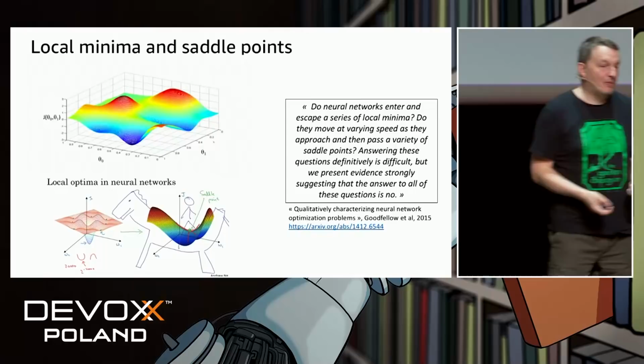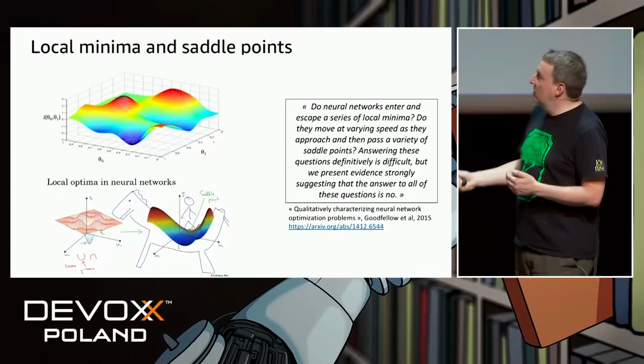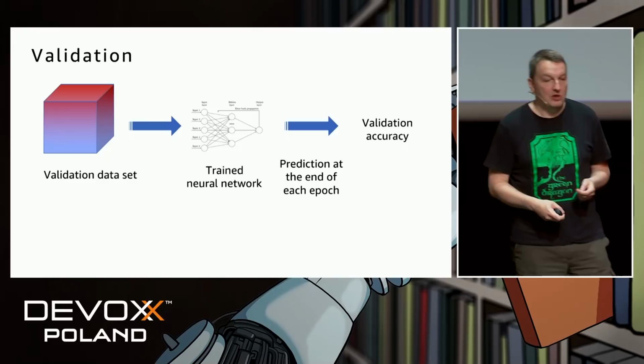That's the number one question I get. Oh, yeah, but deep learning is all crap because of local minima. It's like, yeah, okay. In theory, yes, there is a problem. In practice, it doesn't really bother us, okay? If you want to read that one, you'll get more information.